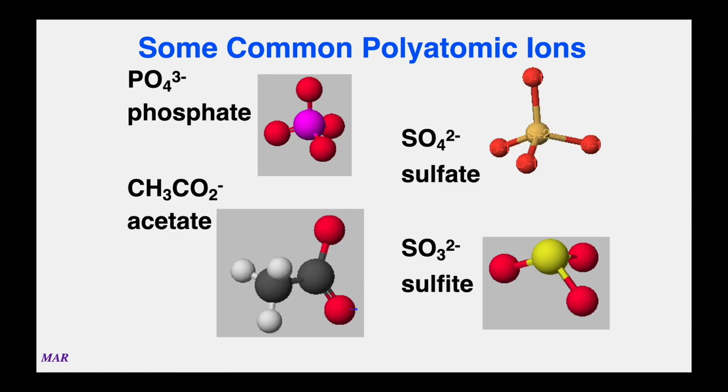Here's some other ones. Phosphate, PO4, with a -3 charge. Phosphate shows up a lot in biology. Acetate, which is used for lots of things, is CH3CO2-1. This is the picture of acetate. This is the CH3. Here is the CO, and then this is the O- part right there. It's the acetate. Finally, on the right side, you've got sulfate and sulfite.